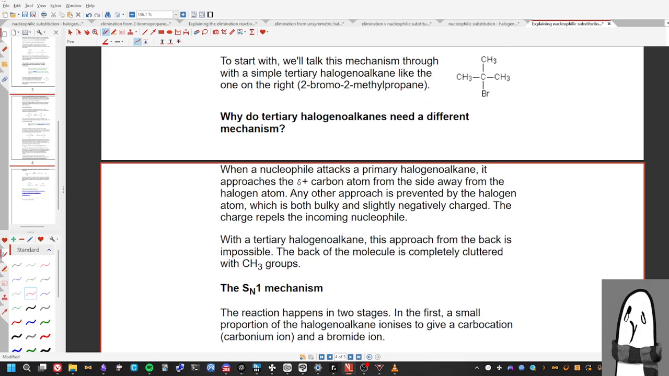When a nucleophile attacks a primary halogenoalkane, it approaches from the side away from the halogen atom. Any other approach is prevented because the halogen atom is both bulky and slightly negatively charged. The charge repels the incoming nucleophile. With the tertiary halogenoalkane, this approach from the back is impossible. The back of the molecule is completely cut off.